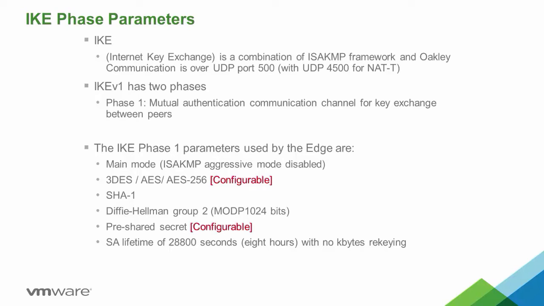Now, think of the phases as being separate tunnels, where phase 1 is concerned with the 2 peers, the 2 firewall appliances talking to each other. Now, in phase 1, we have a number of parameters that are used by the edge. We use main mode, meaning that we do not use aggressive mode. For encryption parameters, we use triple DES, AES-128 or AES-256, and they're configurable. We use SHA-1 for hashing. We use Diffie-Hellman group 2, and we use a pre-shared key, which is again configurable.